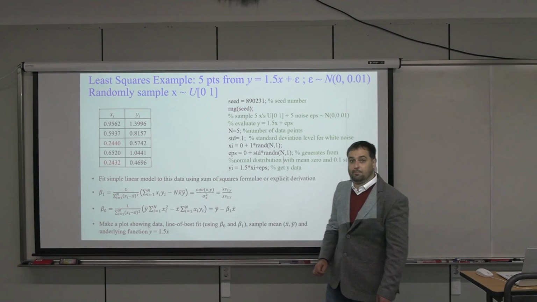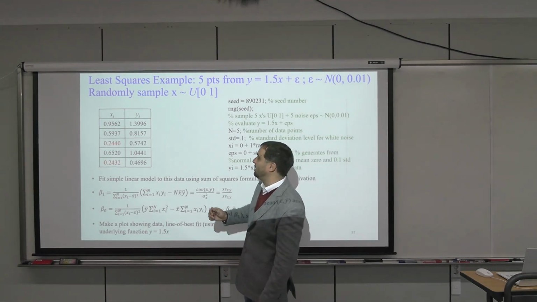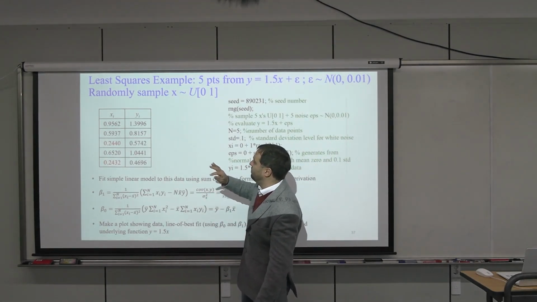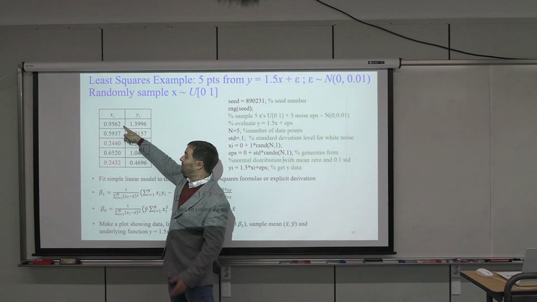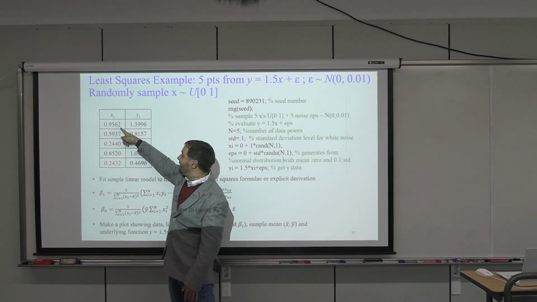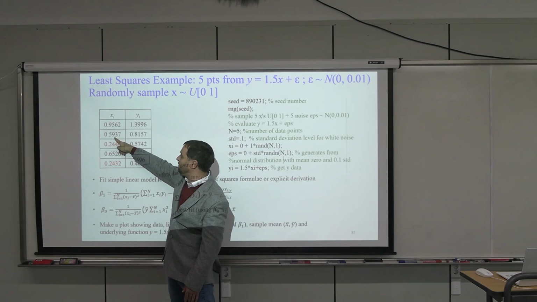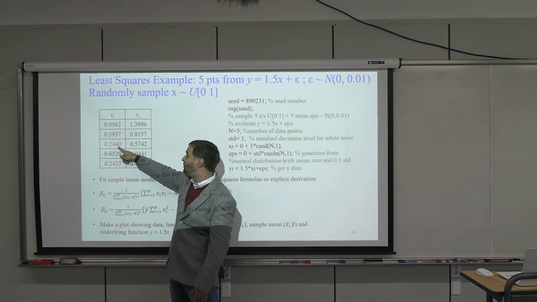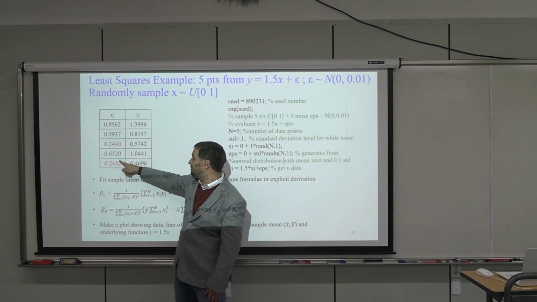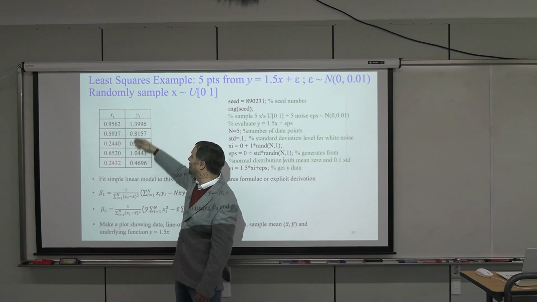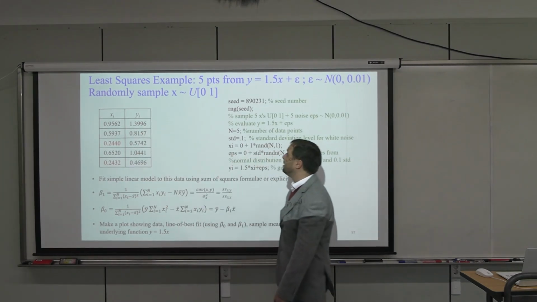If you're using Python or another scientific computing language, these will be our 5 data points. These are x and y variables. The x values are 0.9562, 0.5937, 0.2440, 0.6520, 0.2432, and then here are our y values.